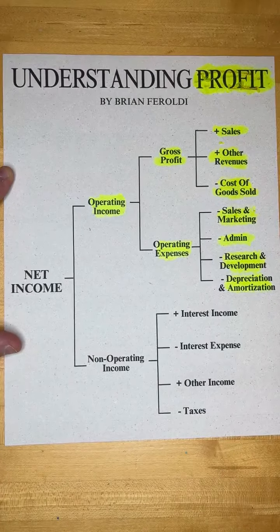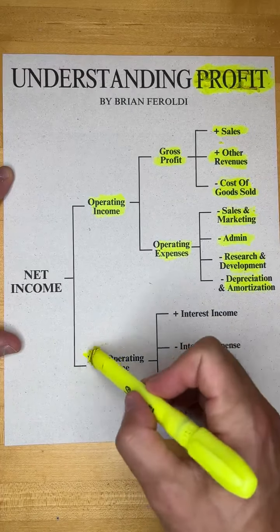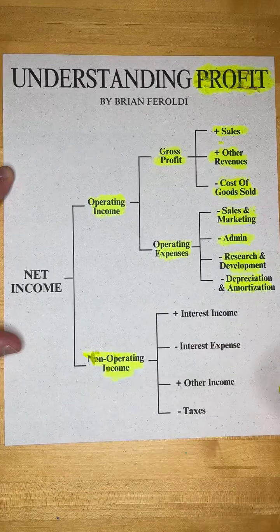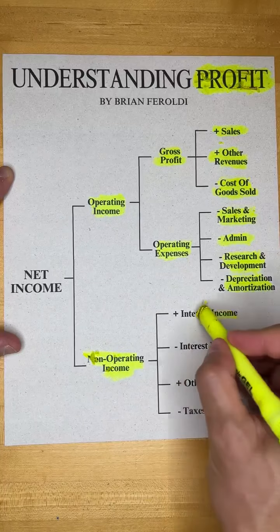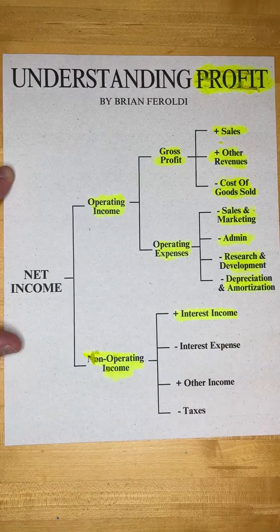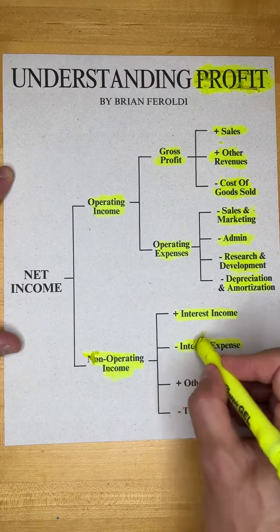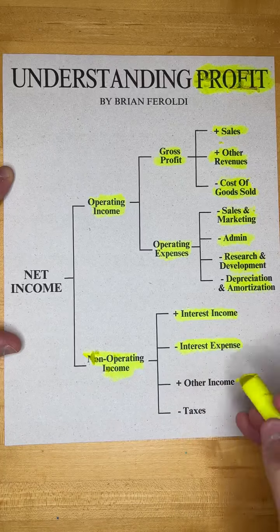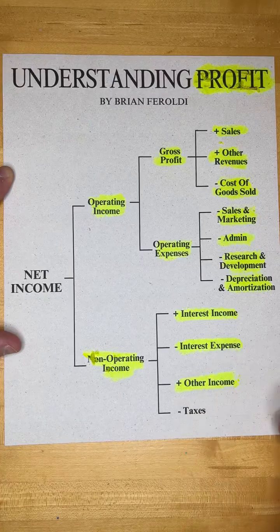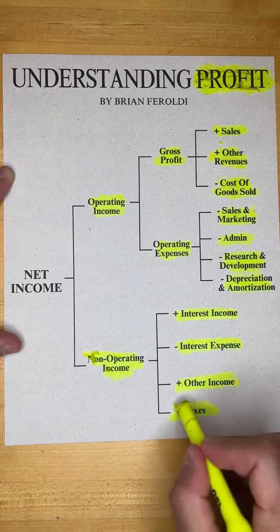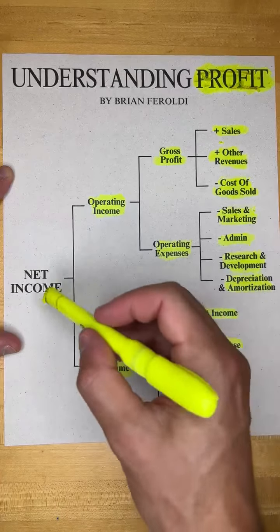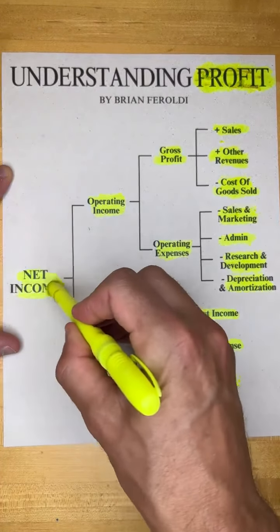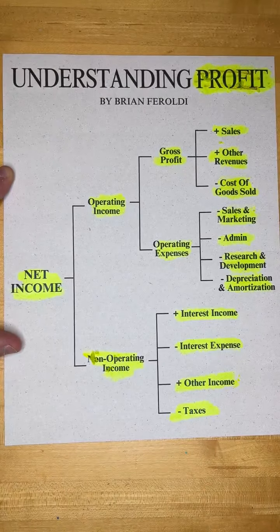Now from there, we have to subtract out a company's non-operating expenses. Those can include things like income that the company earned on any interest, expense that the company paid on interest that it has, other income, which could include things like selling assets, and finally taxes paid. When we do all that math out, we are left with a company's net income, which is also called a company's profits or a company's earnings.